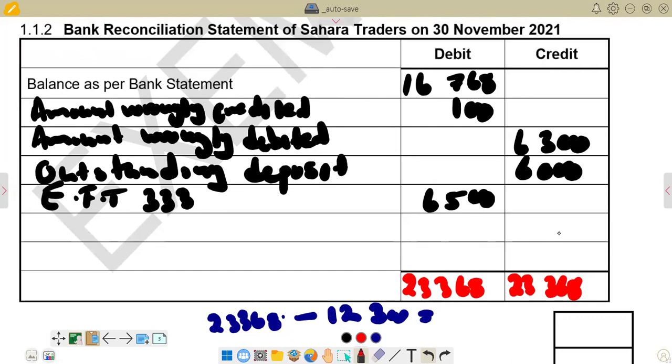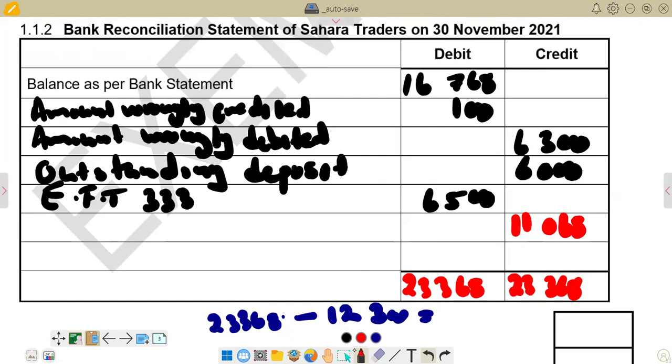Remember, the balance will come on the side with the lesser total. So we put our balance here, which is 11,068. And this is going to be the balance that we have on the bank account. It's a credit balance because in this case, our balance is going to be on the debit side. So it's going to be a debit balance on the bank reconciliation, but on the bank account it is a credit side.